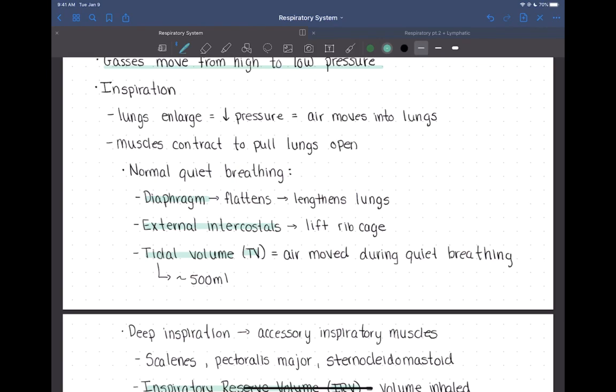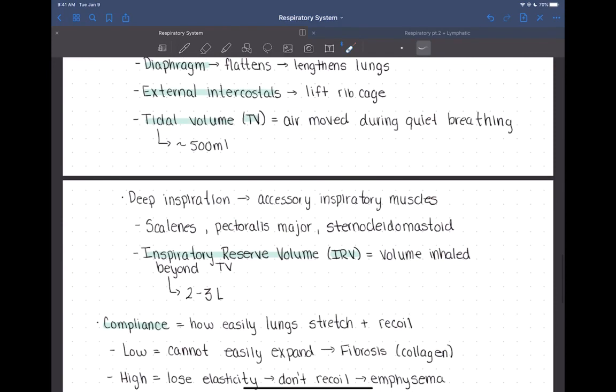This normal quiet breath when you're relaxed is called your tidal volume. That's the volume of air that you move during normal quiet breathing, and typically it's around 500 milliliters of air. You can also take a really big inhale if you want to. A deep inspiration would involve some accessory muscles, to go beyond what the diaphragm and external intercostals are doing.